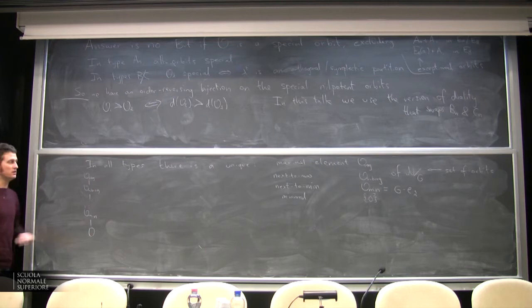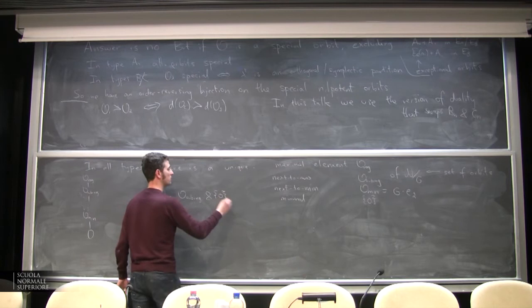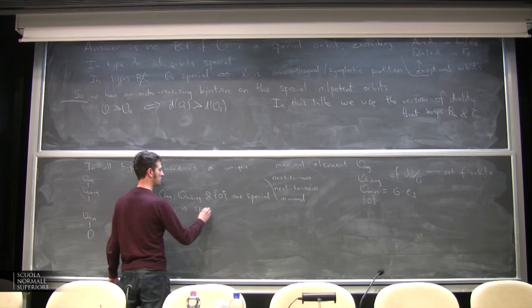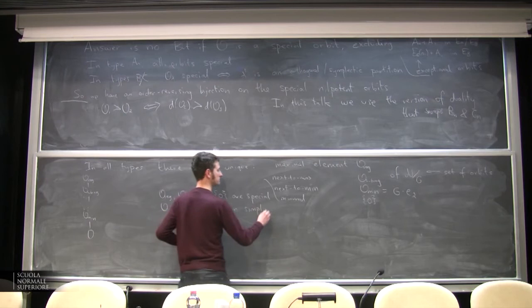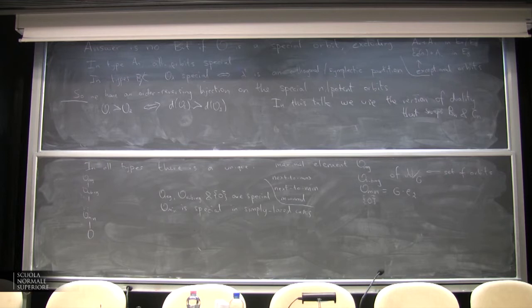And now our reg, our subreg and zero are special in all types. Our min is special in simply laced cases. But even in the non-simply laced cases, there's always a unique minimal non-zero special nilpotent orbit.